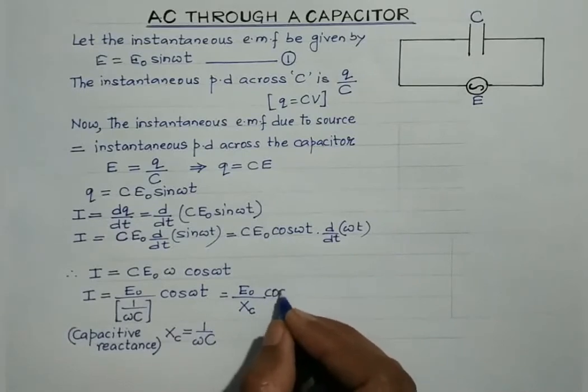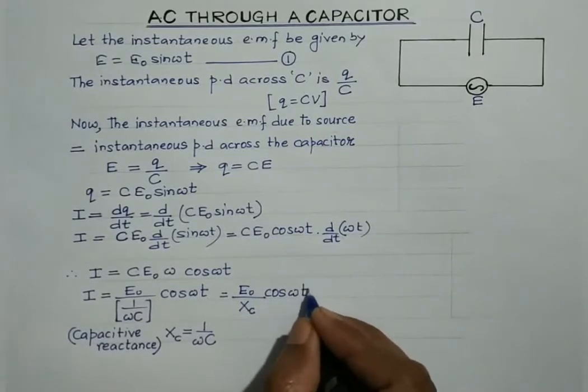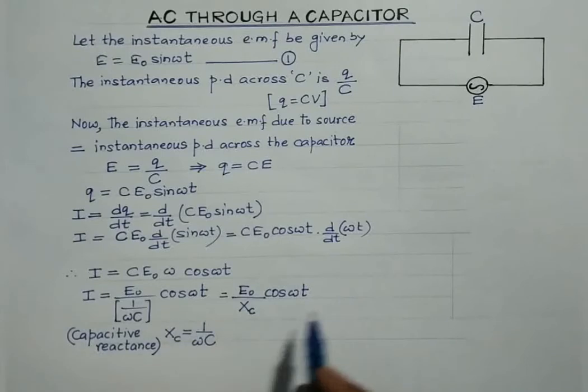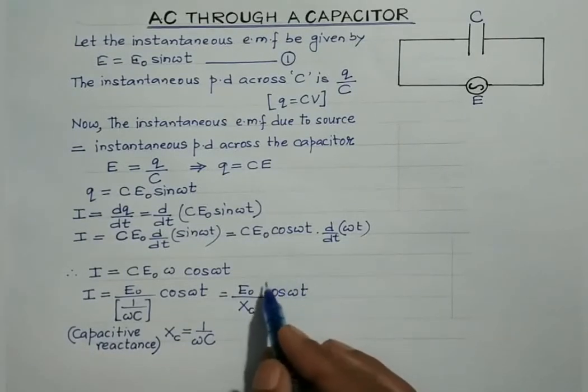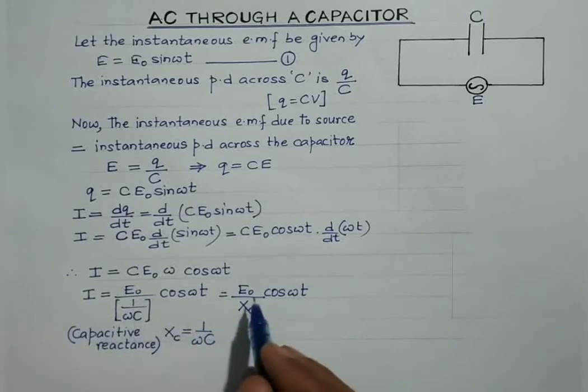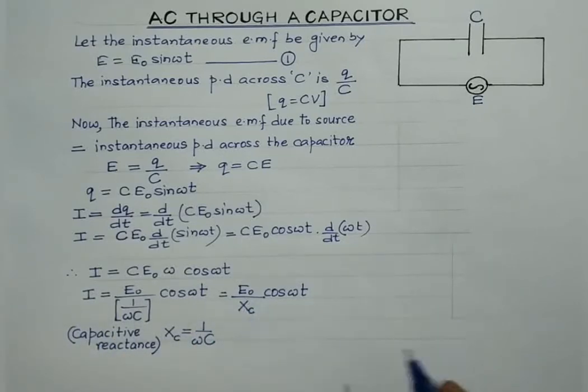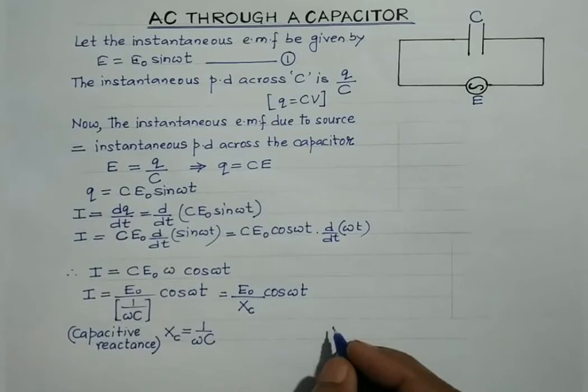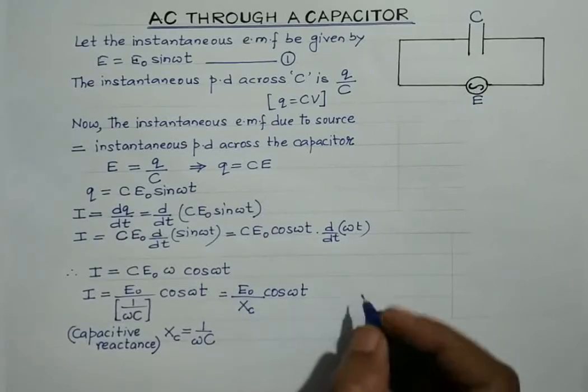Over here, cos omega t. Now students look, if the value of cos omega t is maximum, that is plus 1, then the maximum value of current would be E naught by XC. So here the peak value of current is E naught by XC.